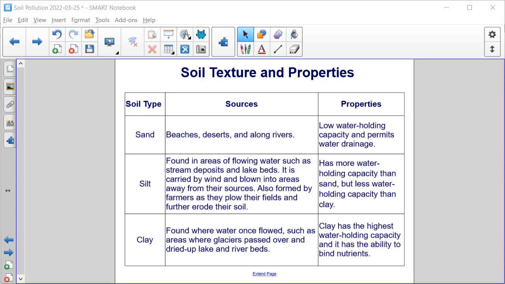And finally, clay is found where water once flowed, such as areas where glaciers passed over and dried up lake and riverbeds. Clay has the highest water holding capacity and it has the ability to bind nutrients.